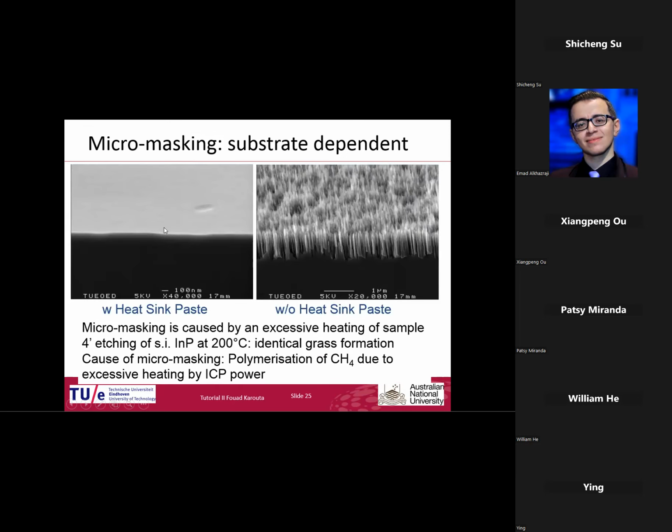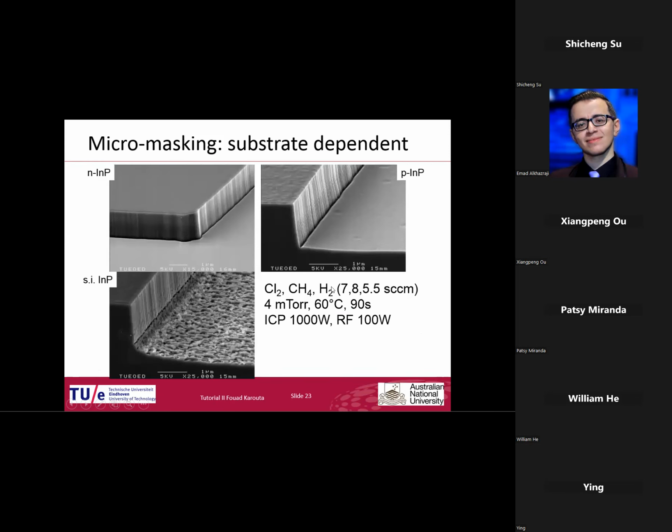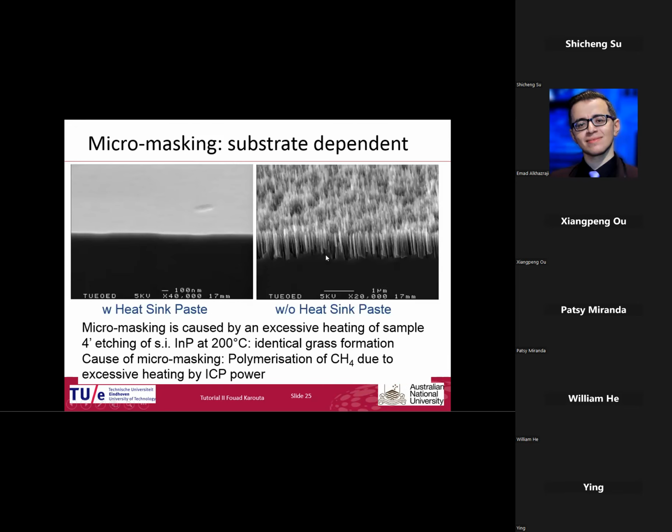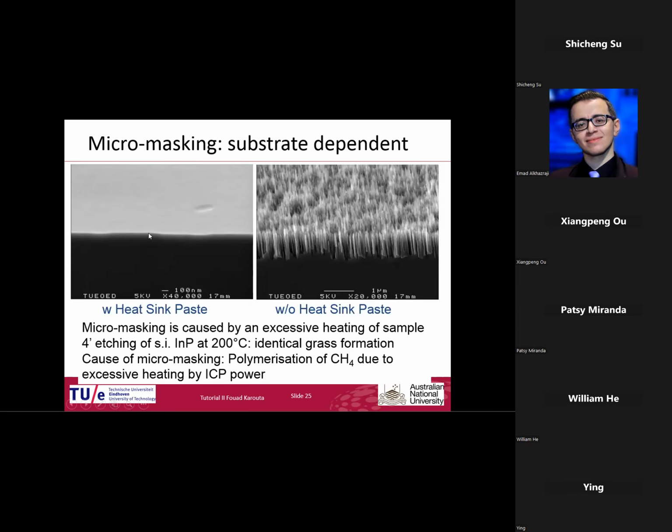And this is due to polymerization. As I said before, we are using methane, hydrogen, chlorine here. And probably at very high temperature, the methane is polymerizing and creating this micromasking that we are seeing here. But still, here is a remedy for how you can remove it.